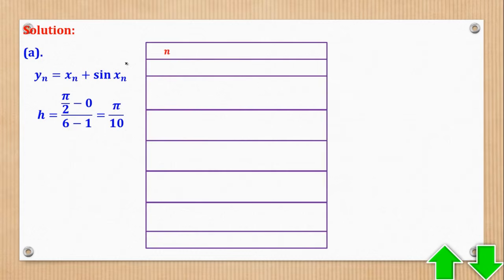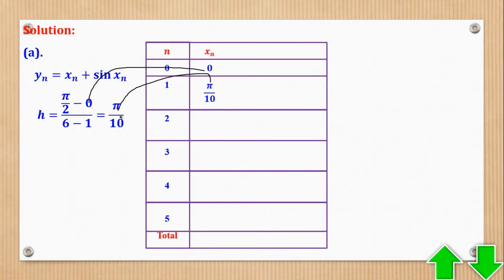So next is to first tabulate our ordinates. Then after tabulating ordinates, we shall go to our values of x. So values of x start with the lower limit, which is 0. Then add on this to come up with that. Then add on this to come up with that. Add on this to come up with that. Add on this to come up with that. And add on this to come up with that.